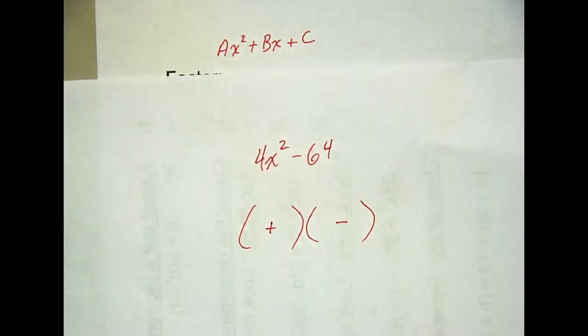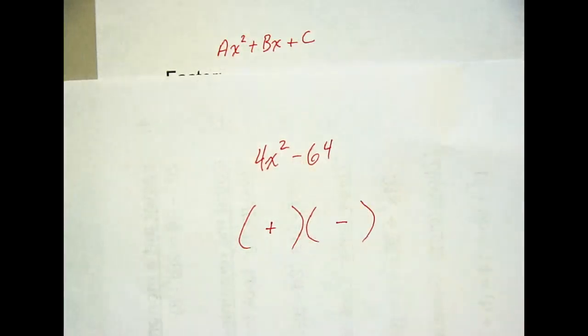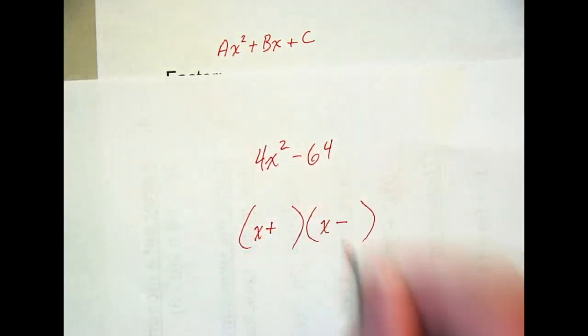Yeah? Yeah, because C is negative, right? Okay, how many made it that far? All right. How many got the X's in?